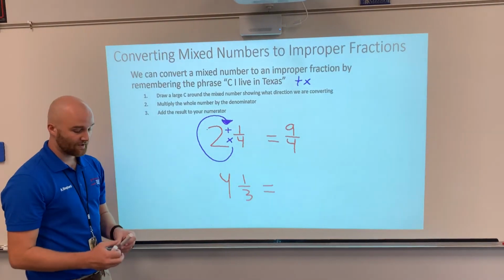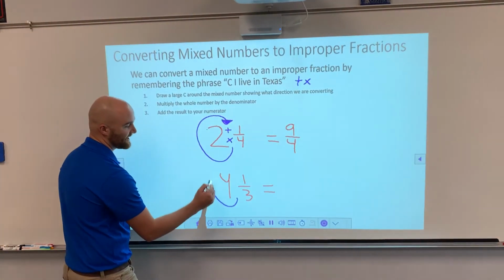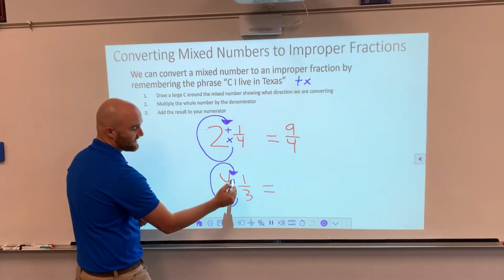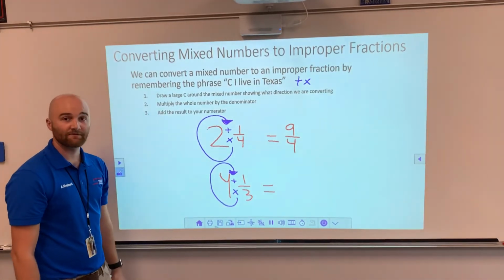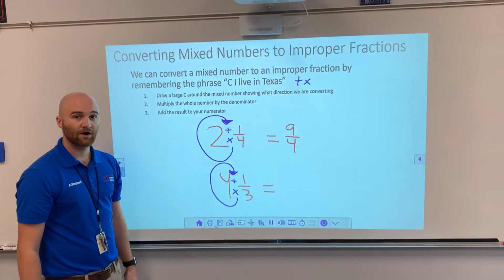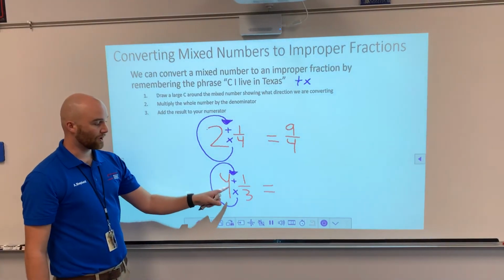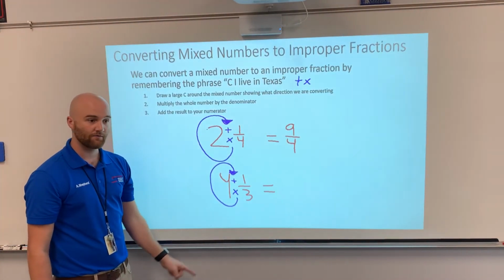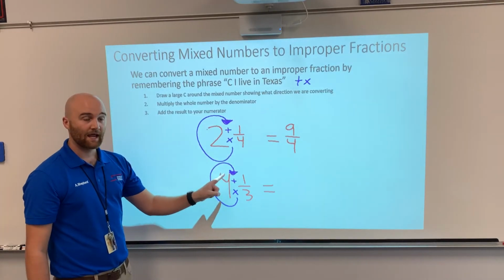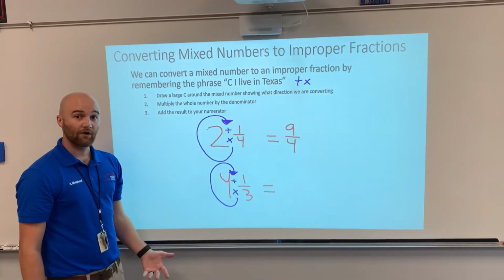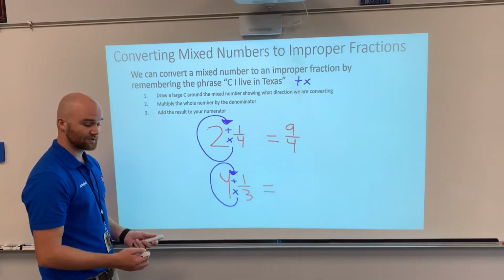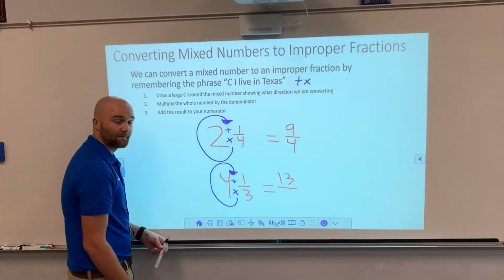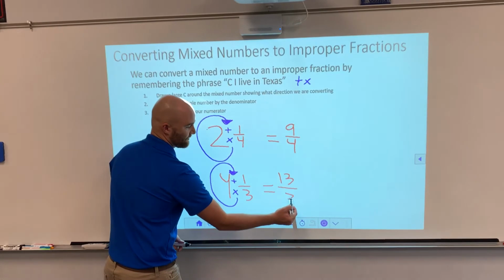Okay, 4 and 1/3. If I want to use "See, I live in Texas," I draw a big giant C around it with the arrow, and then I write TX, remembering that that's kind of simplifying our plus and our multiplying. So 4 times 3, that's at the beginning of the arrow. 4 times 3 gives us 12. Then I'm going to bring it around to the top and add it together with 1. 12 plus the 1 gives us 13. So on the top now, I'm going to have 13, and the bottom stays the same, 3.